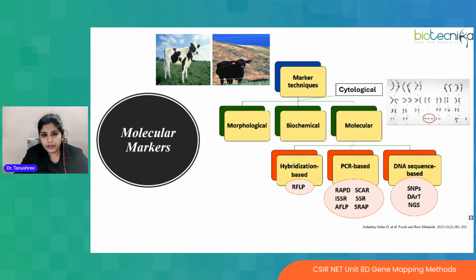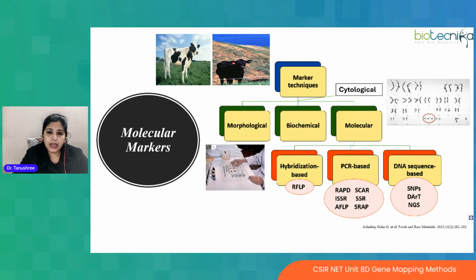Deletion is if it is there, or insertion is there. And then biochemical markers, where we use isozymes and proteins, enzymes. For example, an amylase enzyme is used as a biochemical marker for acute pancreatitis. And then we have molecular markers, where DNA sequences have been used to determine the variation between organisms.